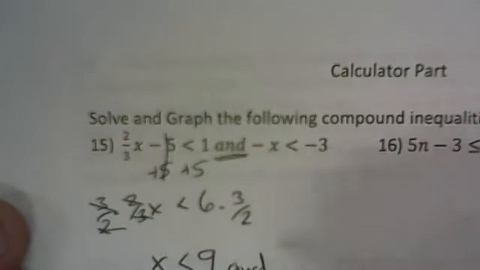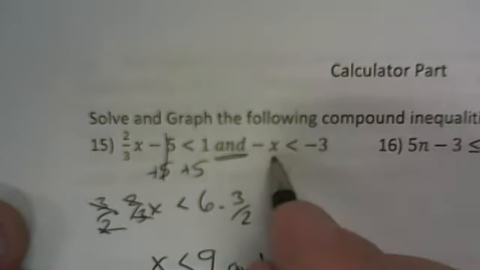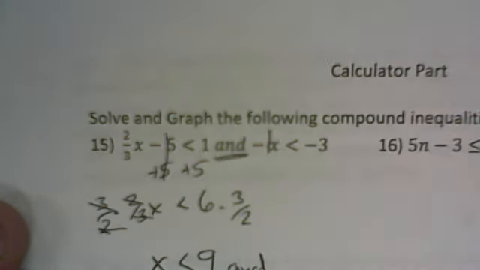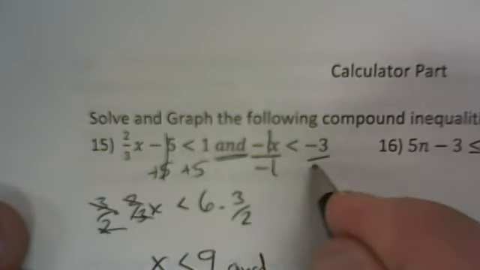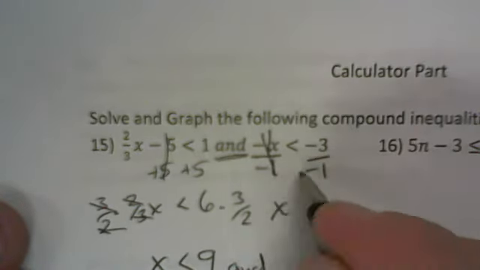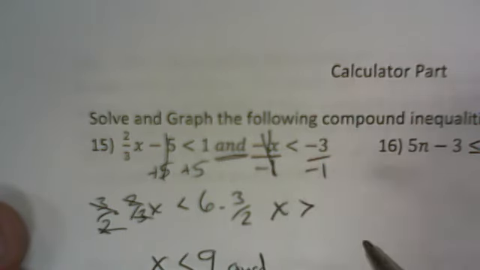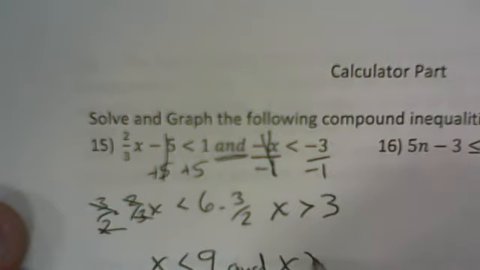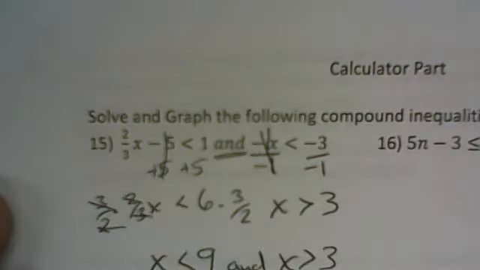And then we have a second part to this. Right now, negative x is less than negative 3, but that's like negative 1x. So we could divide everything by negative 1. So we have x. The sign will switch, and negative 3 divided by negative 1 is positive 3. So x is greater than 3.